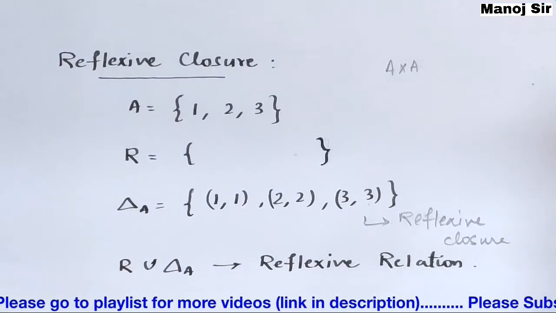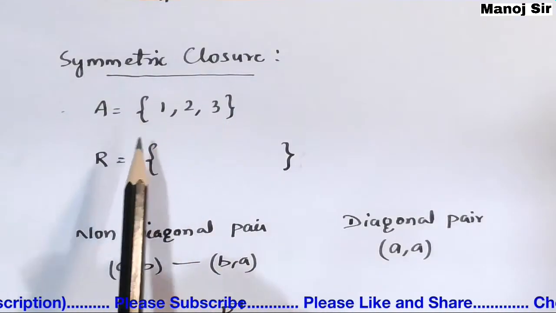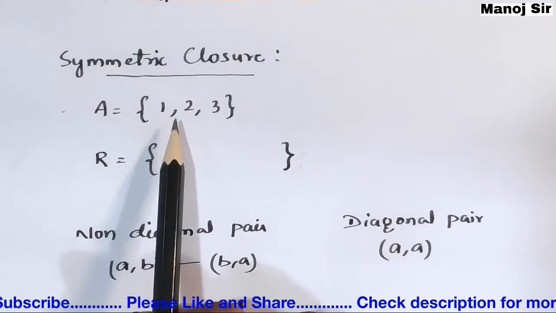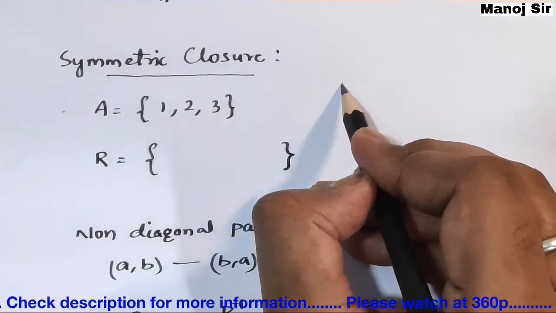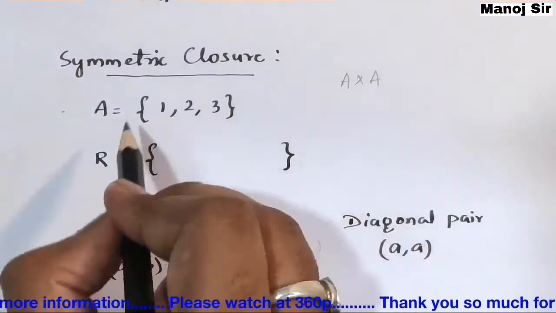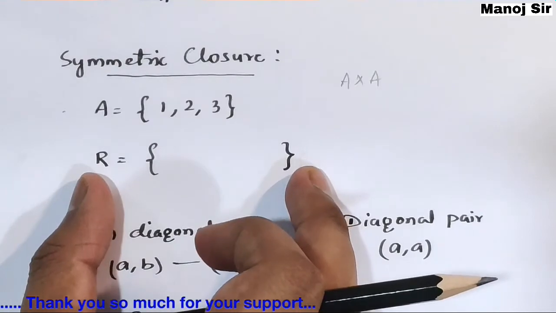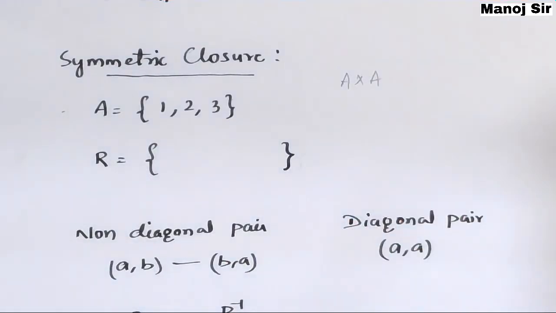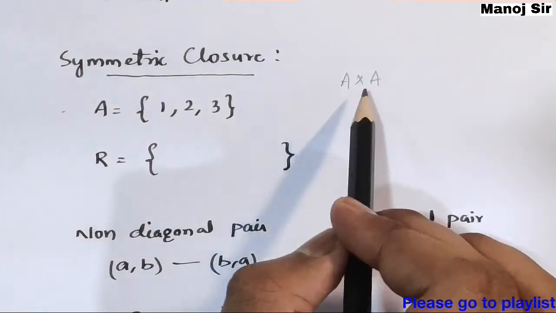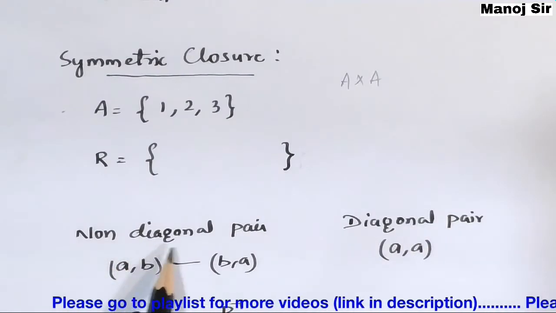Now we'll come to the symmetric closure. Let's say you have a set A, whose elements are 1, 2 and 3. Then we can find A cross A, that is the self cross product of this set A. Then let's say you have been given one relation, that is R. It could be of any elements, any number of pairs. Now in A cross A we have two types of pairs. First is diagonal pair and the second is non-diagonal pair.